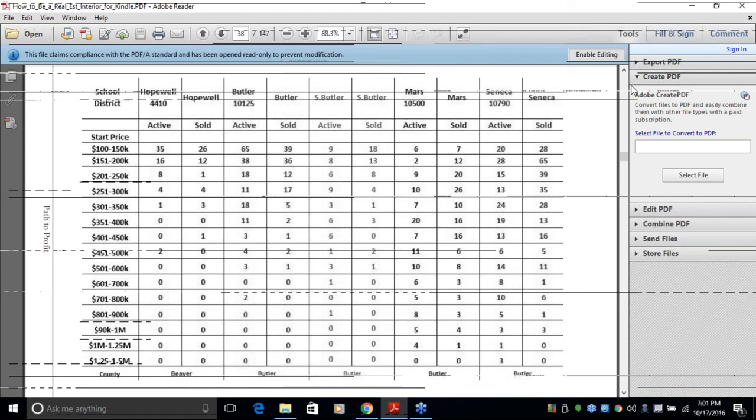So if we just determine that our client should be flipping homes between $150,000 and $300,000 in this example, then we want to look only in carrier routes that have neighborhoods with homes selling in that range. And this is pretty much retail.